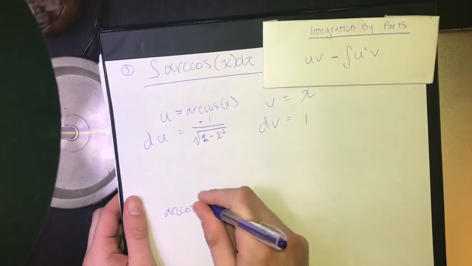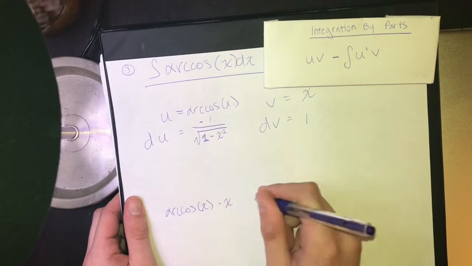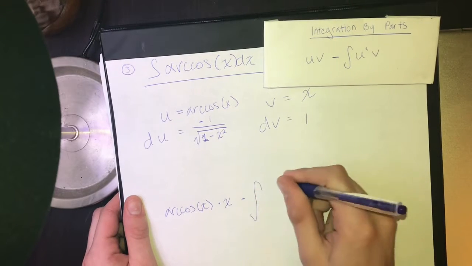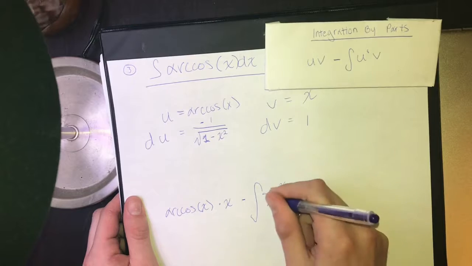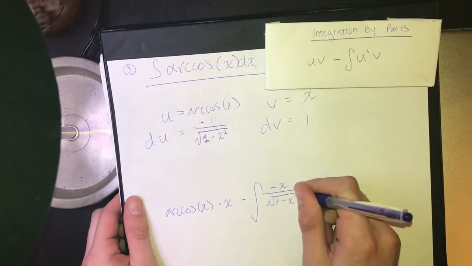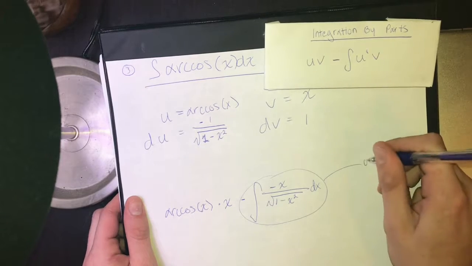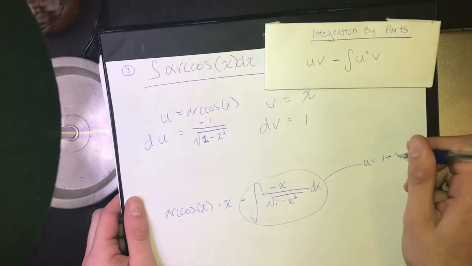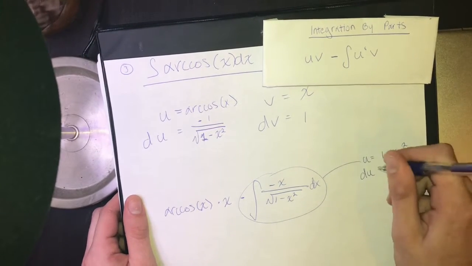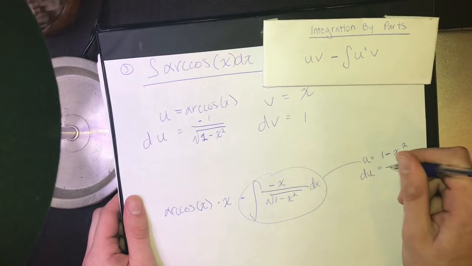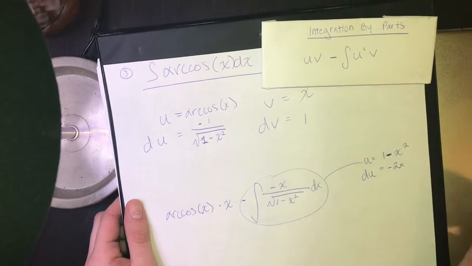We'll get the arc cosine of x times x minus the integral of negative x over the square root of 1 minus x squared dx. We're going to use a u substitution, just like we did in the last problem, with u equal to 1 minus x squared. So du will be equal to negative 2x dx.